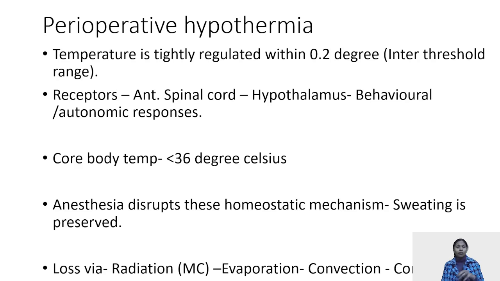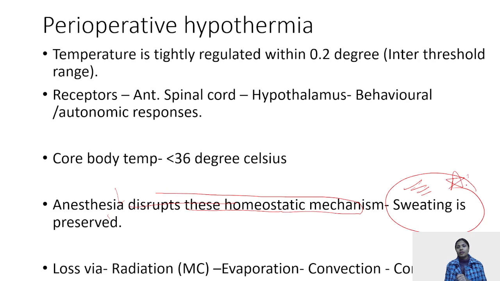Hypothermia is defined as the core body temperature less than 36 degrees Celsius. But what happens is that our anesthetic drugs are going to disrupt these homeostatic mechanisms. And sweating is but preserved. Just remember this. This is a question: what is preserved in all the autonomic responses? It is the sweating that is preserved. Okay. The most common method of loss of heat from the body is radiation.